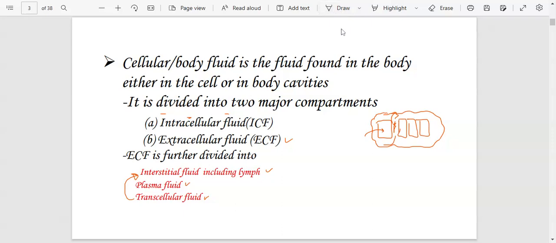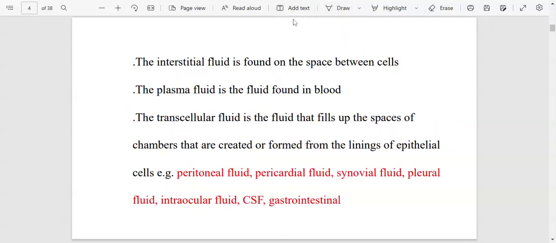We are going to understand all this, so we can now understand each one of those. We'll start with the interstitial fluid. What is the interstitial fluid? The interstitial fluid is the fluid that is found in the space between cells. So if you have this as a cell, and then another cell, any fluid that you are going to find in the spaces between these cells is going to be called the interstitial fluid. And then the plasma fluid is the fluid that is found in the blood itself. That liquid part of blood is what we call plasma.